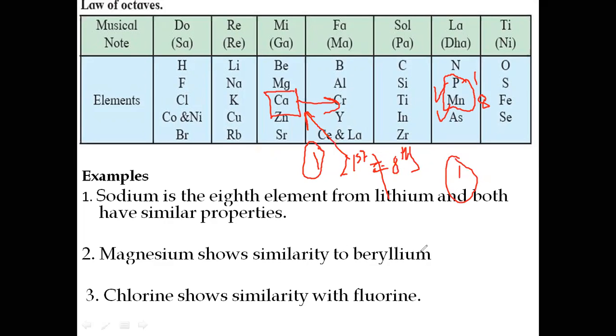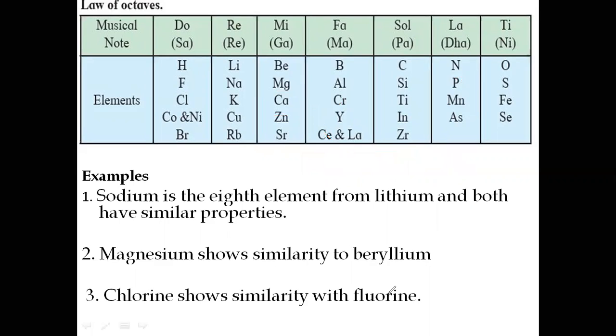So this is the first limitation we had. What are limitations? Limitations means where the rules fail. So the first limitation was very simple, that up to the calcium only he could arrange the elements. After calcium, the property of the first element is not showing similarity with the eighth one. The second limitation is that in one box there should be one element, but here you can see in one box more than one element was placed in Newlands' table.